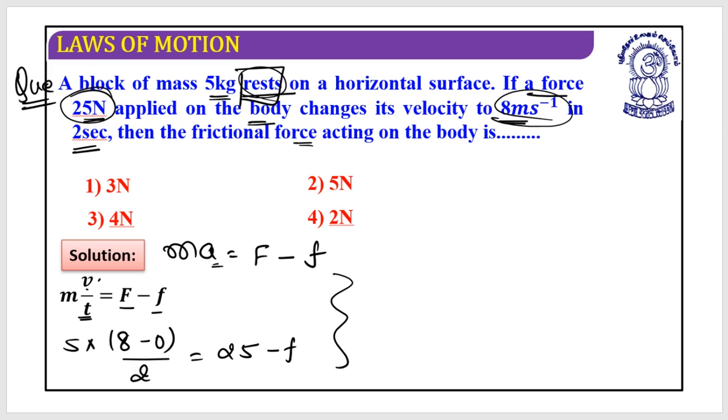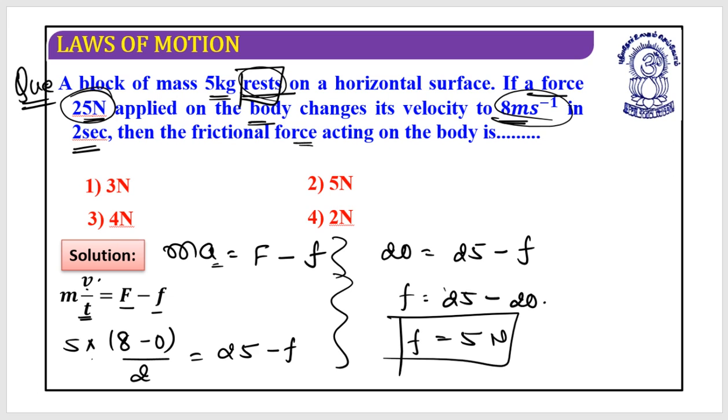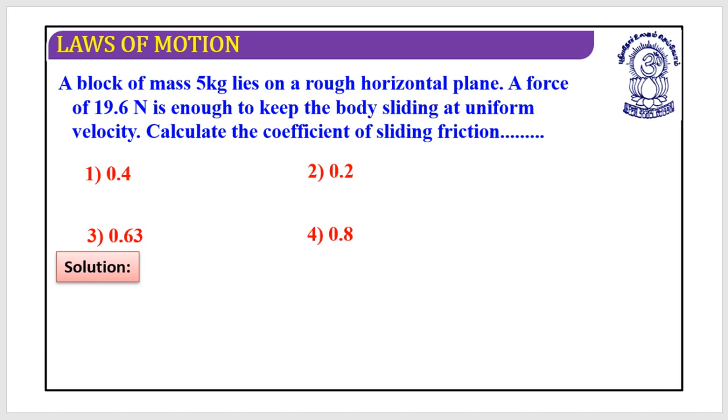Is it clear? Yes. So this is equal to 5 8s are 40, 40 by 2. It's 20 is equal to 25 minus F. So this friction force should be equal to 25 minus 20. That would be equal to 5 Newton. That's it. You did it. Great job. Ready for the next question? Let's move on.